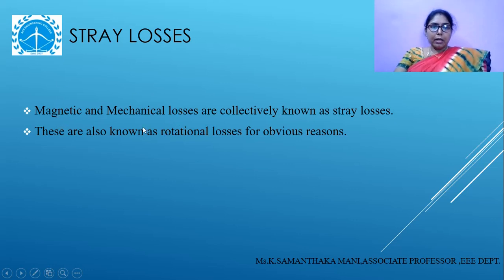Then what are mechanical losses? Friction and windage losses come under mechanical losses. So magnetic and mechanical losses together are collectively called stray losses. We should know this term, because in some numerical problems they will ask you to calculate stray losses. This term is used for a combination of magnetic and mechanical losses. Sometimes these are also called rotational losses.